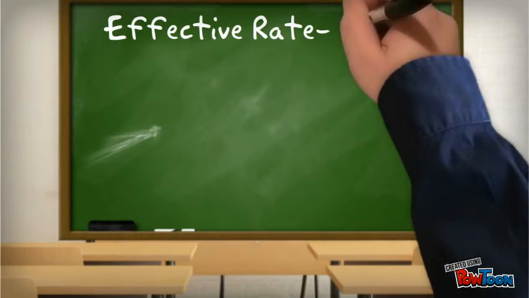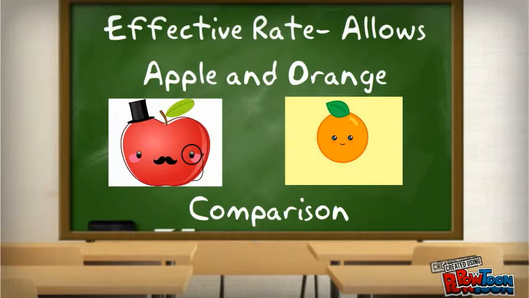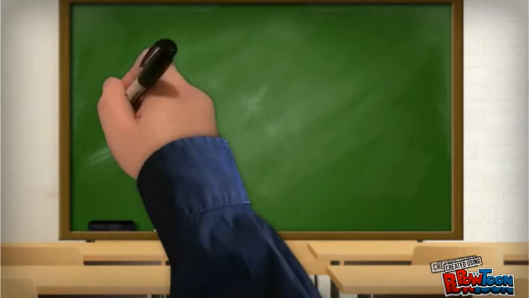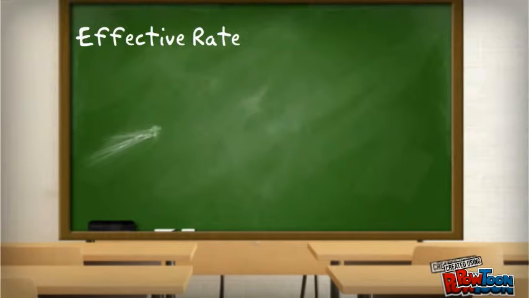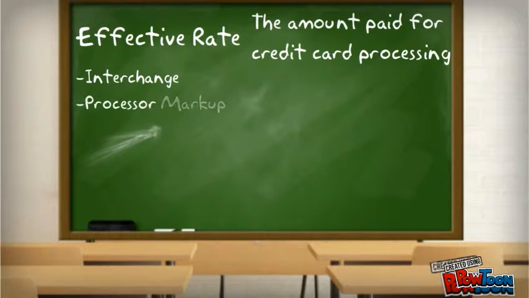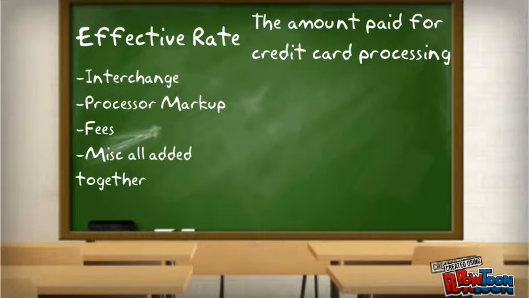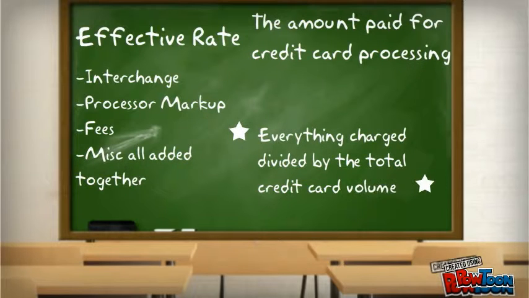Effective rate allows us to do apple and orange comparisons. When you're reviewing your statement, you need a way to compare what you're paying now to what you could be paying with a different processor. So what is effective rate? Well, effective rate is the actual percentage cost you paid for credit card processing. Everything you find on the statement, interchange, processor markup, fees, and all the miscellaneous stuff added together. Everything on all of those pages divided by the total volume of cards processed.